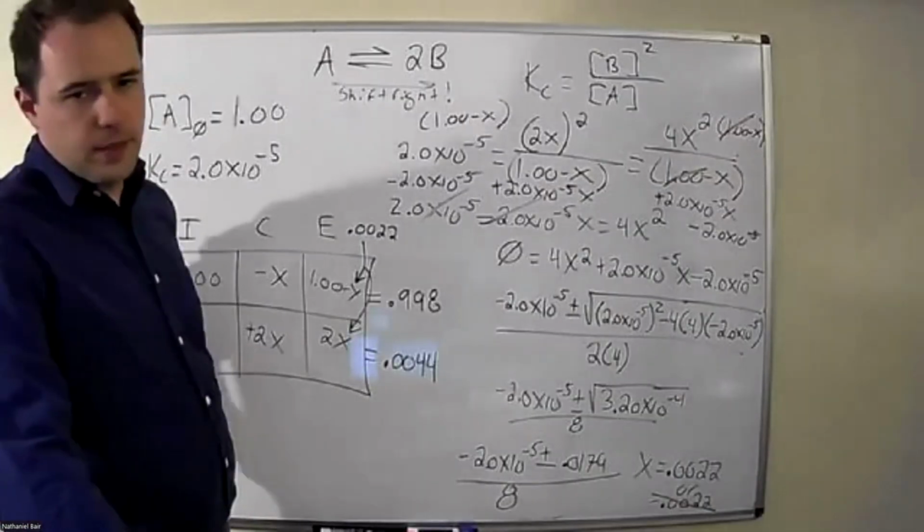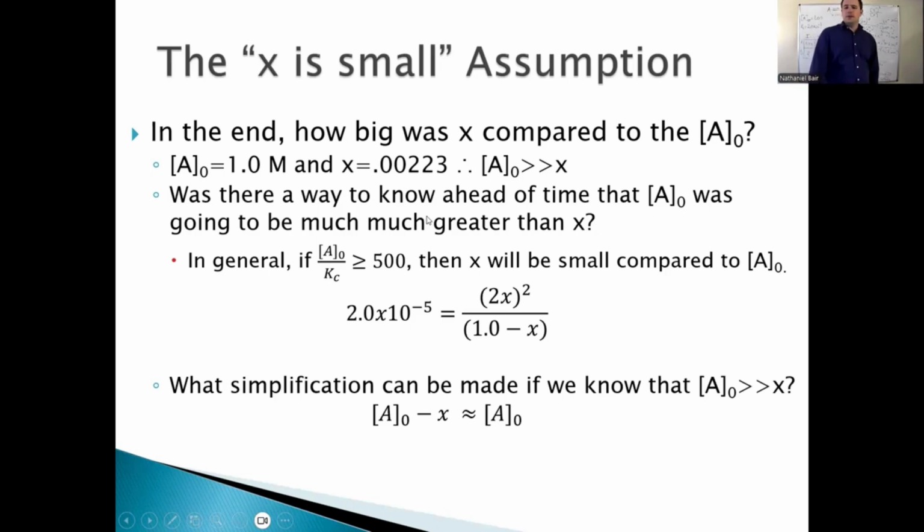So, oh my goodness. Okay. The x is small assumption. Here's how it works. This is very, very important. If the smallest initial concentration divided by the equilibrium constant, if that ratio is greater than or equal to 500, then it is safe to make the x is small assumption.